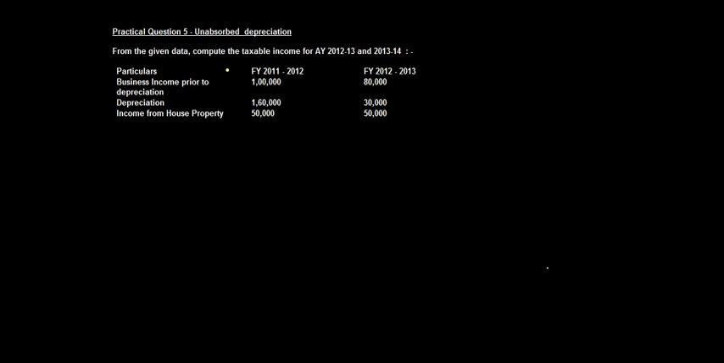From the given data, compute the taxable income for assessment year 12-13 and 13-14. You're given some numbers about financial year 11-12 and 12-13. Now obviously, because this is financial year 11-12 and 12-13, this means it is assessment year 12-13 and 13-14.